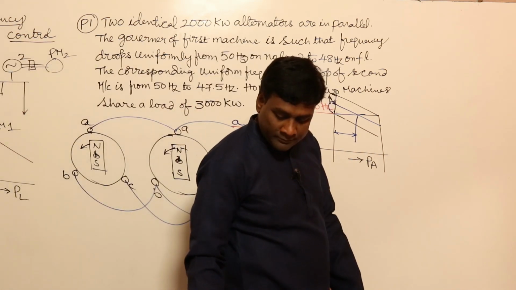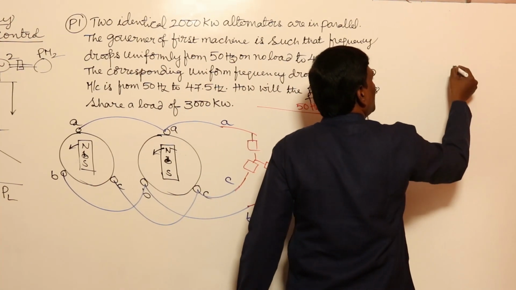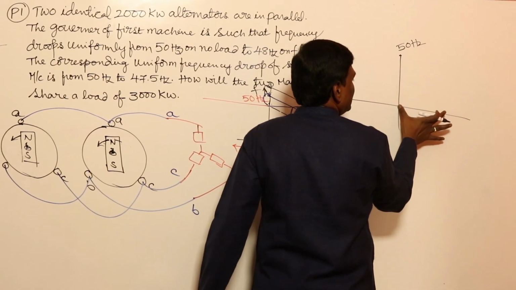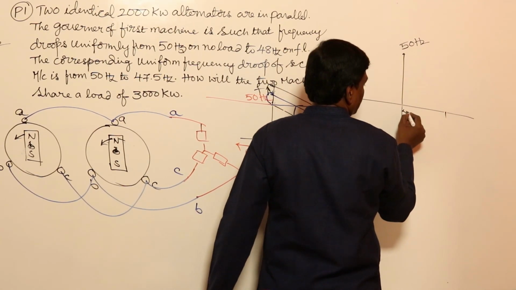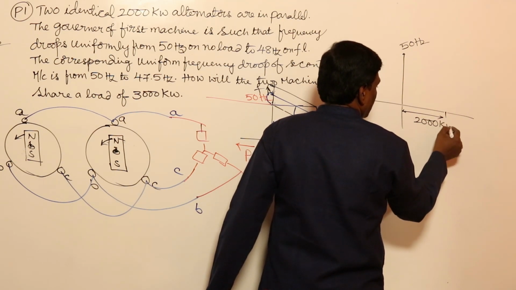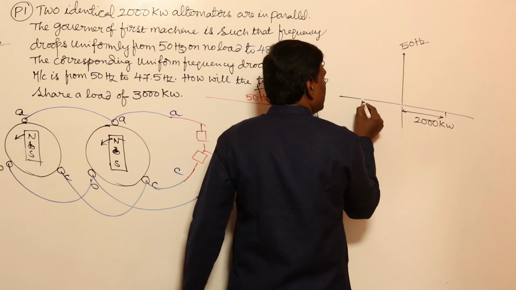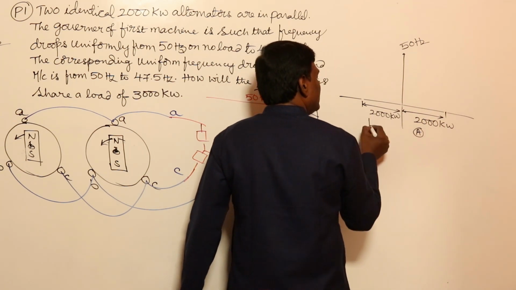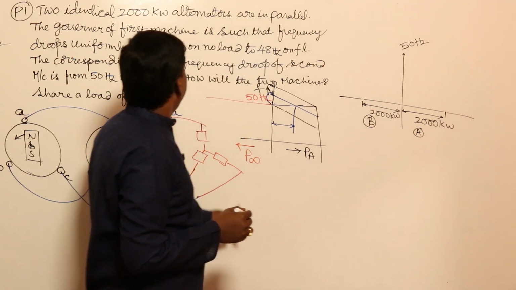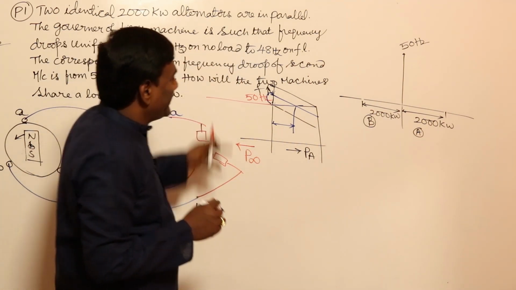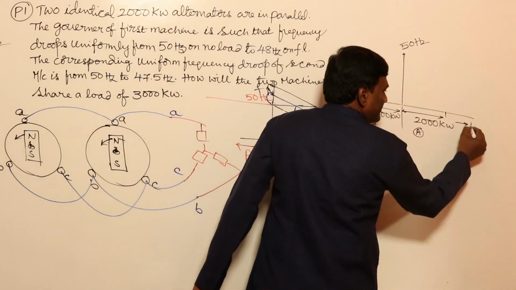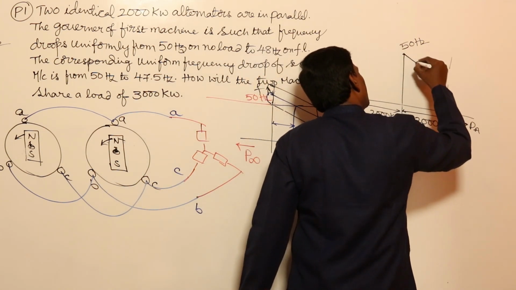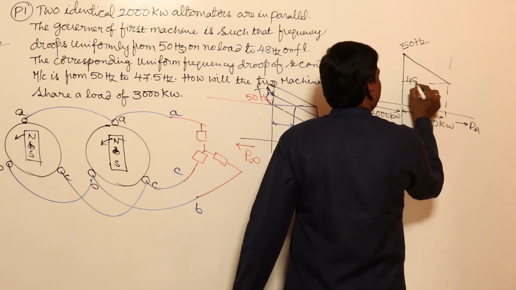So for example, these are two alternators connected in parallel, operating at 50 Hz. This one is 2000 kilowatt, and the other machine is also 2000 kilowatt. This is machine A, this is machine B, and machine A is drooping from 50 Hz at no load to 48 Hz. So this axis is the load PA. At no load the frequency is 50, and at full load it is going to be 48 Hz.